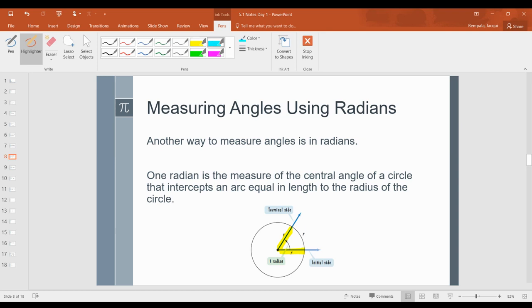Notice that what I have here on the outside that's helping form the circle is an arc. They labeled that R as well because that's the same distance as the radius inside my circle. So that's what determines 1 radian value.